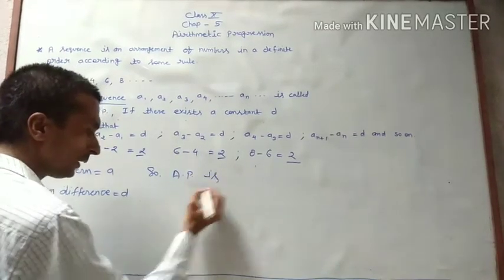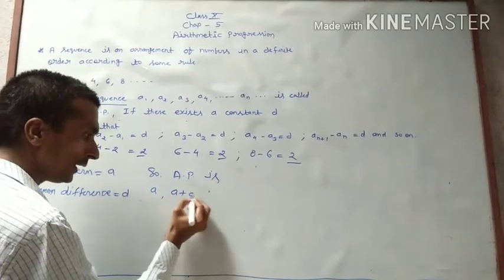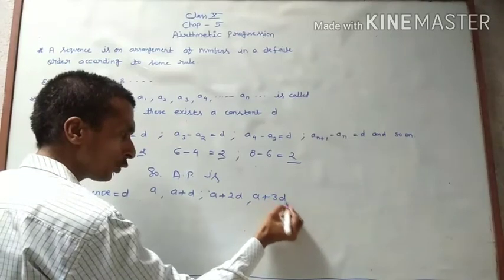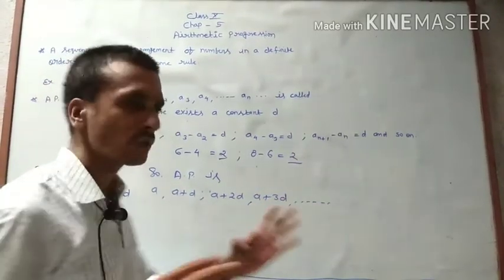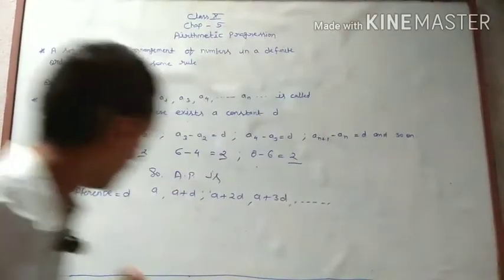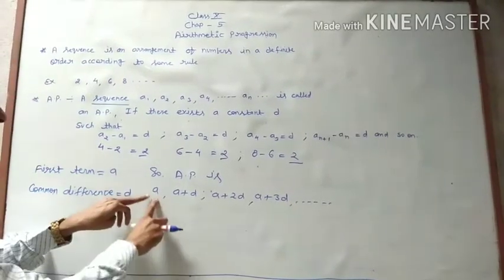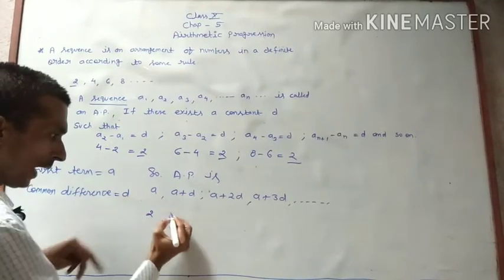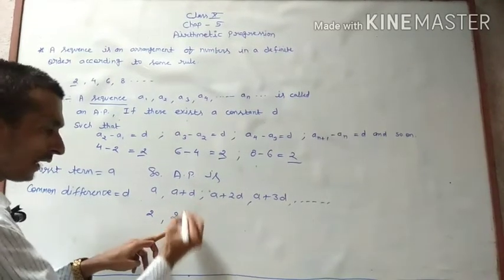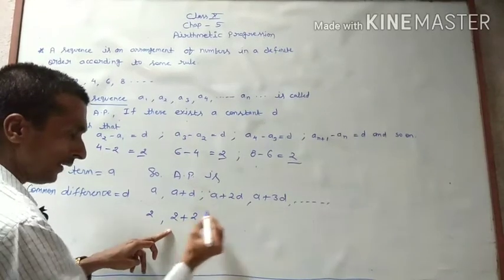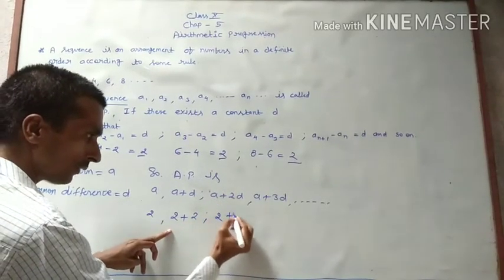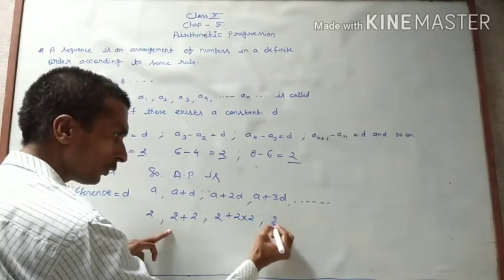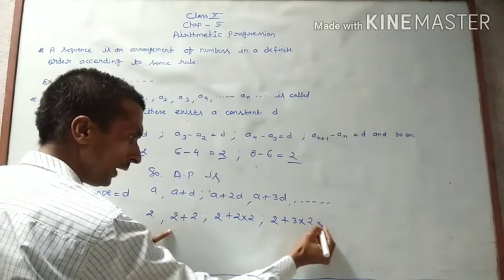AP is A, A plus D, A plus 2D, A plus 3D and so on. जैसे so on means आप last term तक find out कर सकते हैं. So here it is. See the first value, the A value is 2, and the D value is 2 also, and the next one, the A value is 2 and the common difference is 2 into 2, and the last number is A plus 3 into 2 and so on.